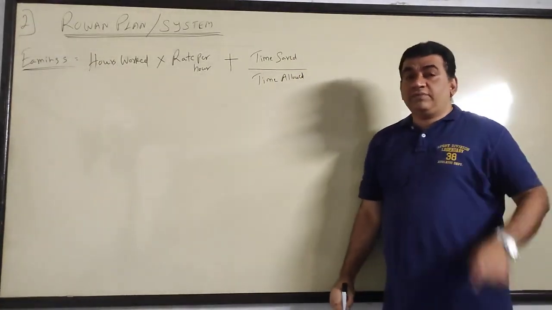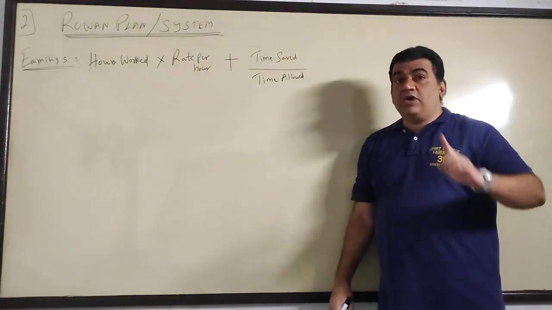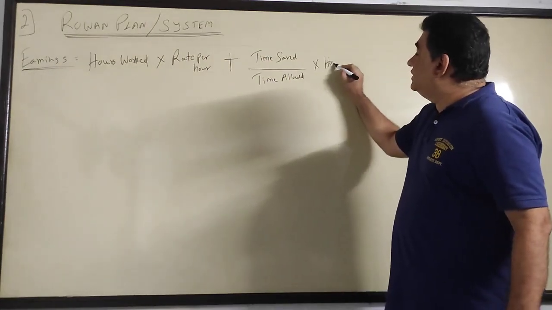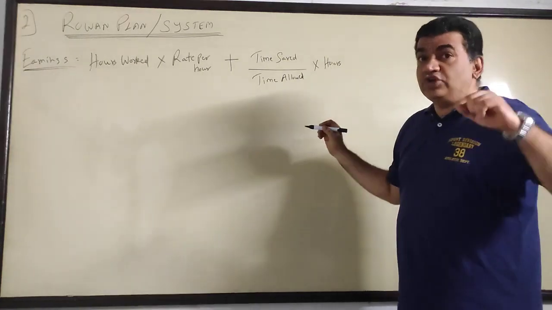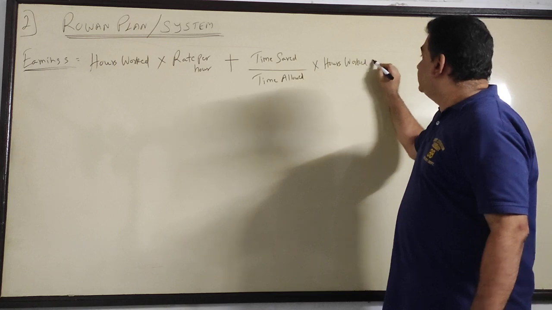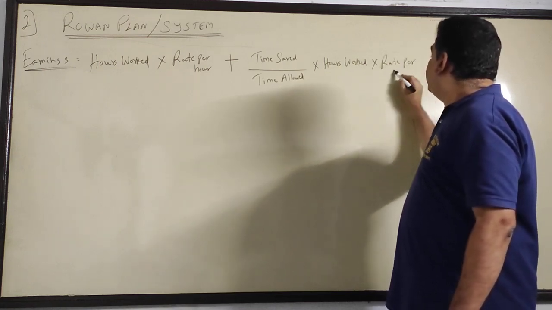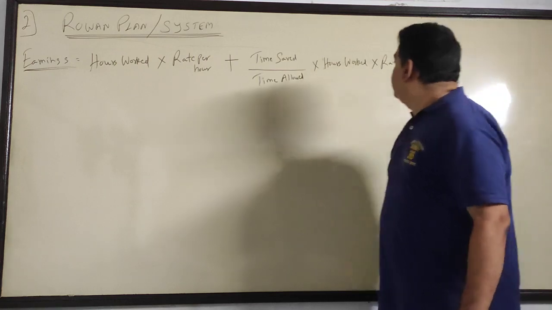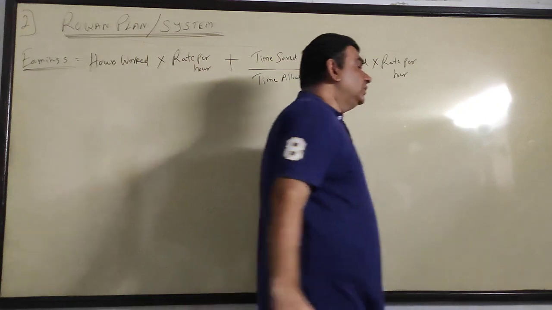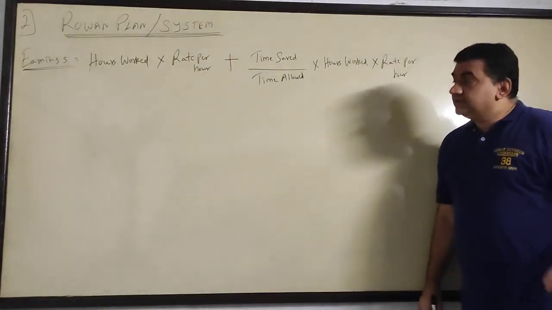There it was 50 upon 100. Here it is time saved upon time allowed into, again, hours worked. वहां पे hours worked नहीं था because the bonus rate was high. So hours worked again into rate per hour. Getting it? So I'll repeat.